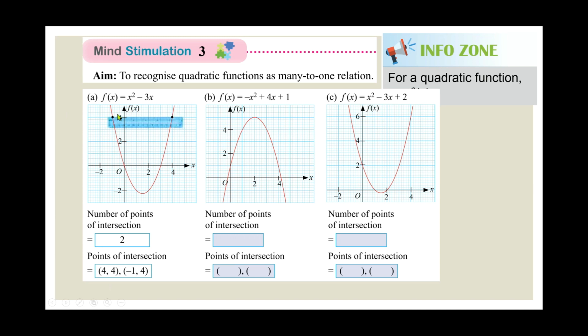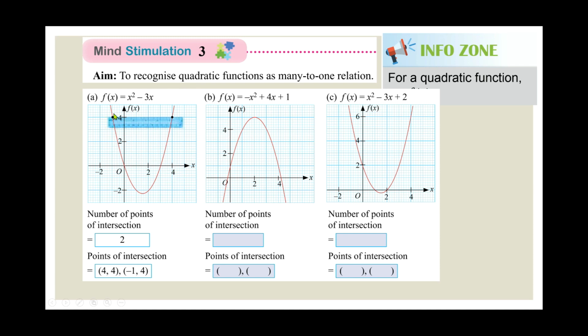This horizontal line is up to you. You can put it anywhere. The purpose that we are doing this mind simulation over here is to recognize the quadratic function as many-to-one relation. So they take this because they can get a precise value from there. That is -1. Can you see that? And then this part over here is a 4.